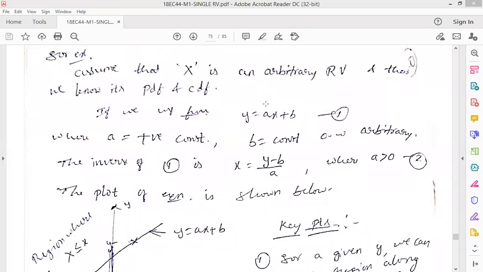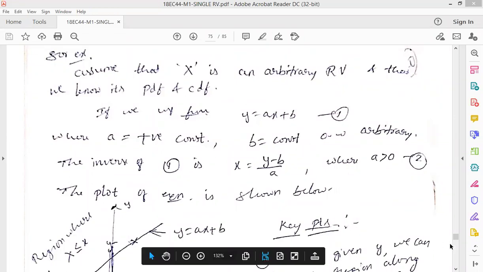So here, a is considered to be a positive constant. Keep in mind, we are saying that a is a positive constant and b is a constant, otherwise any constant, which may be positive or negative. Otherwise, it will be considered as any arbitrary constant.